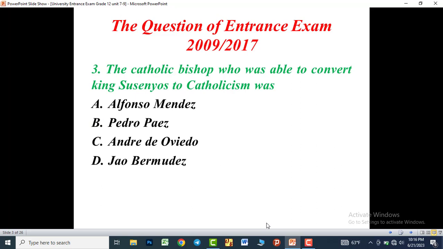Question number 3. The Catholic bishop who was able to convert King Susenyos to Catholicism was: A. Alfonso Mendes. B. Pedro Paez. C. Dom Oviedo. D. Joao Bermudes. Question number 3, the simple question, answer is B.